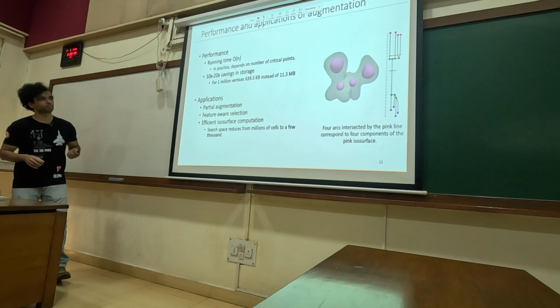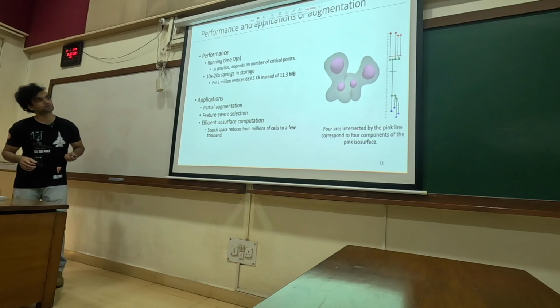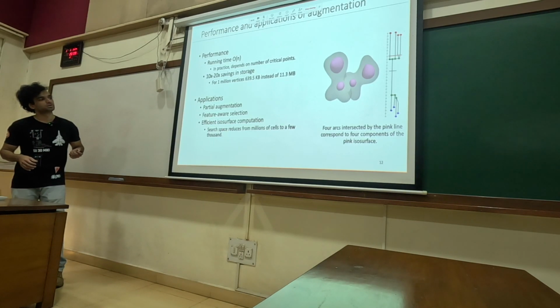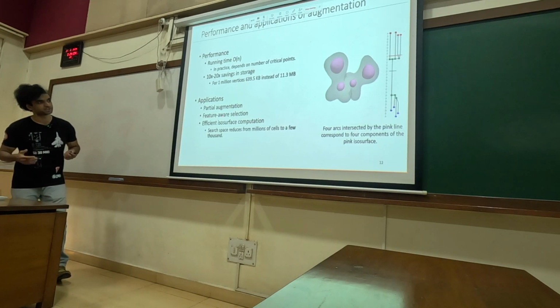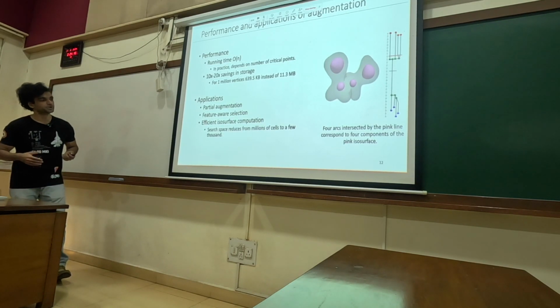One is partial augmentation. We can augment the arcs individually now instead of augmenting the complete contour tree. And that further helps us efficiently utilize the other applications. One is feature-aware selection. So if I want to highlight the points which correspond to a particular arc of the contour tree, I can just augment that instead of augmenting the complete contour tree, and I can highlight them in the spatial domain. The application which I'm more interested in is efficient isosurface computation.